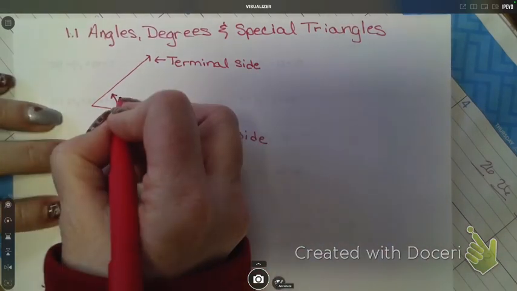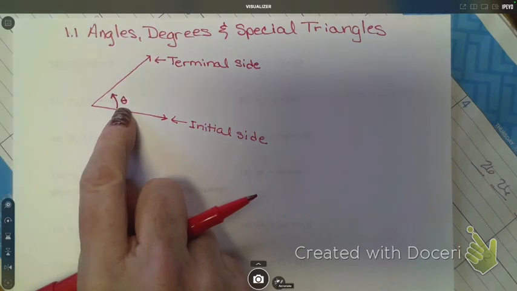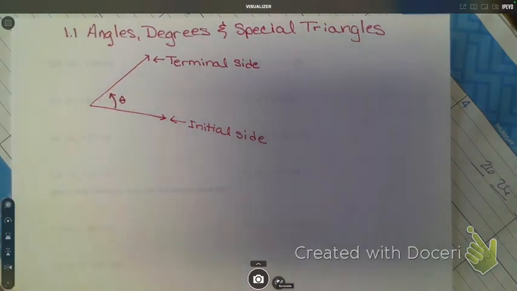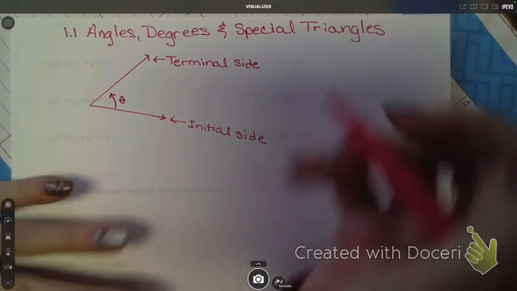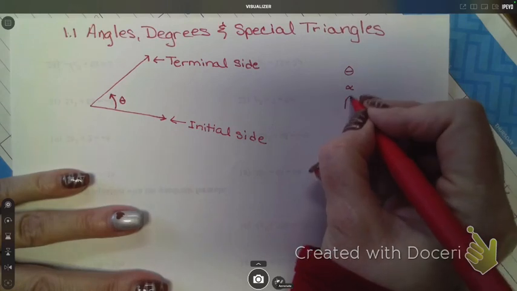We call angles in general theta, a circle with a line drawn through it. Any Greek symbol can be used. We tend to use theta the most, then alpha, then beta. So we have theta, alpha, beta.